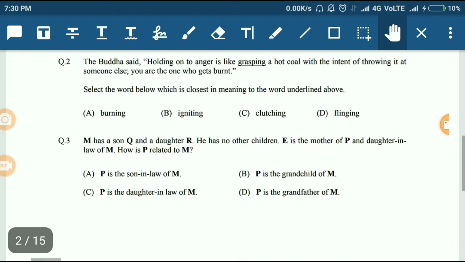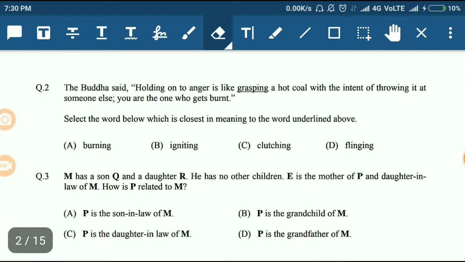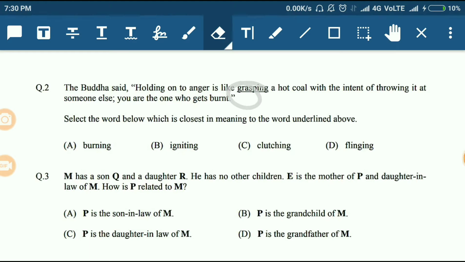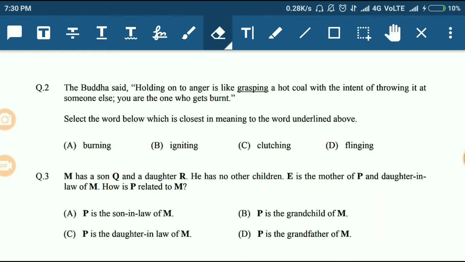Next question is, the Buddha said, holding on to anger is like grasping a hot coal with the intent of throwing it at someone else. You are the one who gets burnt. So according to this sentence, grasping over here becomes hold on or to clutch. Out of these four options, we have to select the closest meaning of the word underlined above. So for grasping over here, we can put the same meaning as clutching.